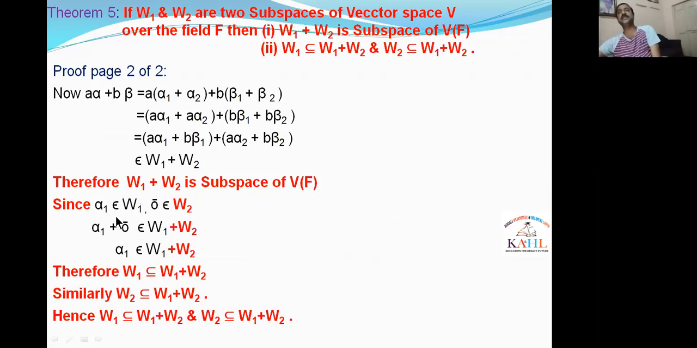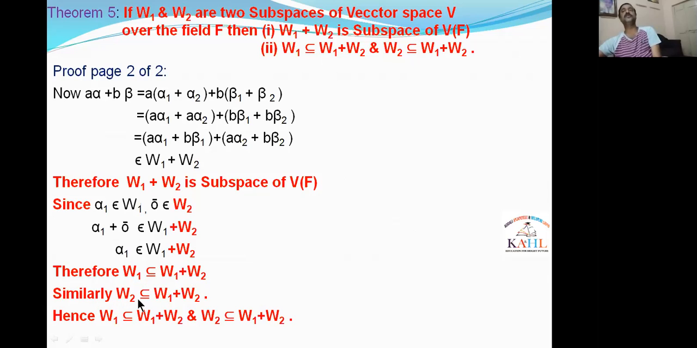Alpha 1 is taken in W1, and alpha 1 is in W1 plus W2. That means W1 is contained in W1 plus W2. How can we say that? Alpha 1 is in W1, but alpha 1 is also in W1 plus W2. That means all the elements of W1 are in W1 plus W2, which means W1 is contained in W1 plus W2.